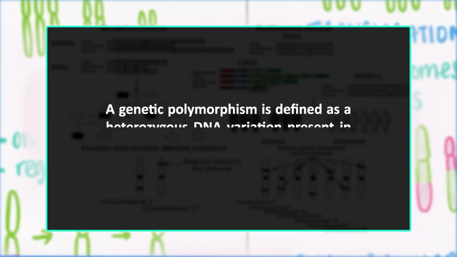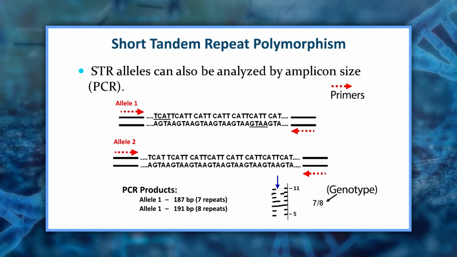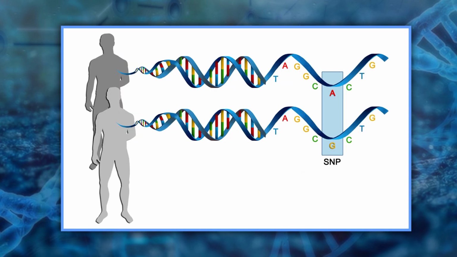A genetic polymorphism is defined as a heterozygous DNA variation present in greater than 1% of the population. So DNA polymorphisms comprise three types, that is tandem repeat polymorphisms or TRPs, copy number variations or CNVs, and single nucleotide polymorphisms, that is SNPs. Detection of these polymorphisms can be carried out by different methods, including allele-specific PCR, restriction fragment length polymorphism or RFLP, the microarray technique, and whole genome sequencing.